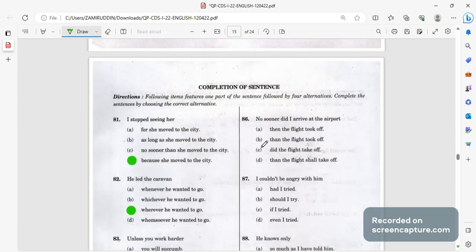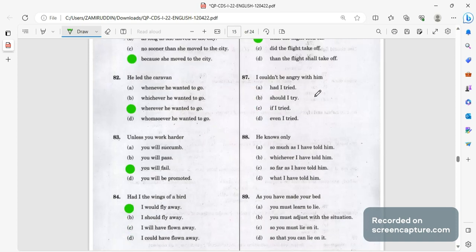No sooner के साथ हमेशा हम than लगाते हैं. ये वाला than होगा. No sooner did he arrive at the airport than the flight took off. I couldn't be angry with him if I tried. Even if I tried, I couldn't be angry with him. So the right answer is: I couldn't be angry with him if I tried.